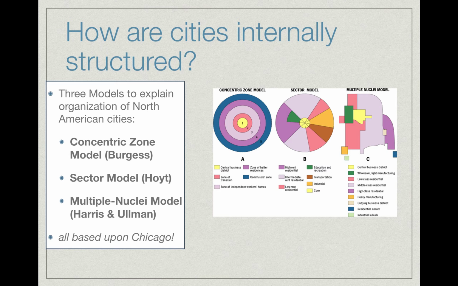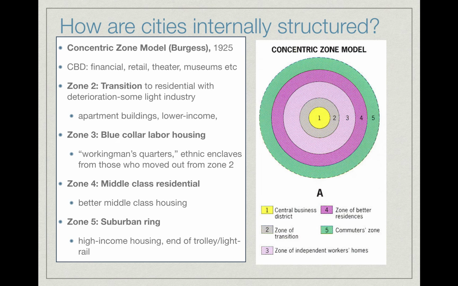Something to note is that all three of these basic models were developed based on Chicago, which is indicative of the fact that the basis of how a city is internally structured changes over time. We started with concentric zone, and as different factors came into play, the city evolved, and new factors determined how a city developed. So let's start with the basic one, the concentric zone model, which is the Burgess model. This emerged in 1925, and it was based around the idea of a single CBD, a single central business district.